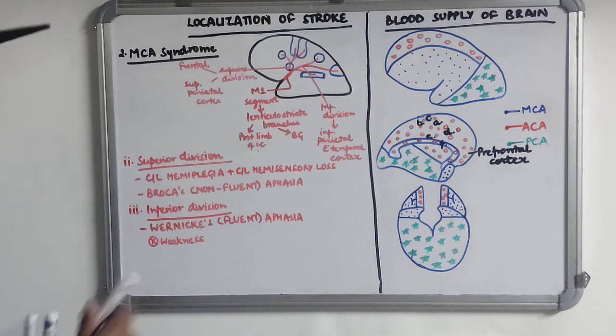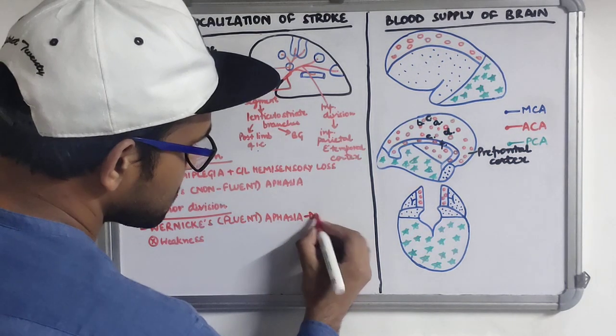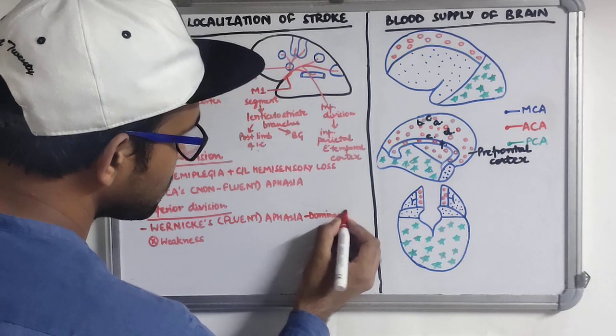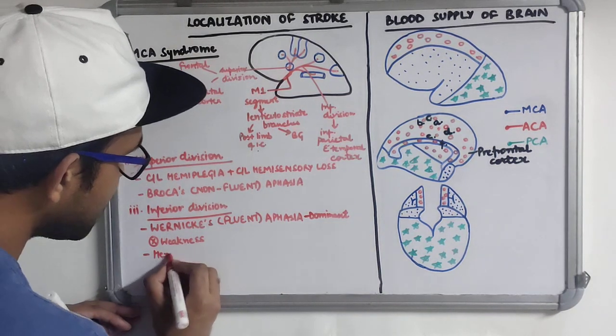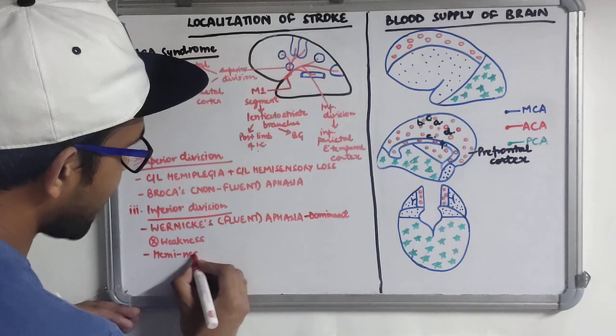This happens if there is an involvement of the dominant hemisphere. If there is an involvement of the non-dominant hemisphere, the patient will have hemi-neglect or spatial agnosia.